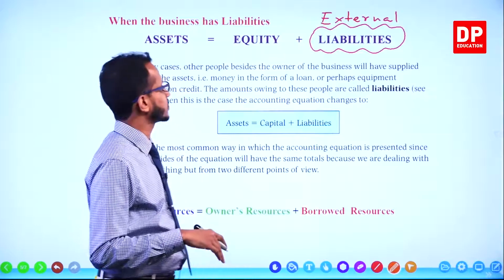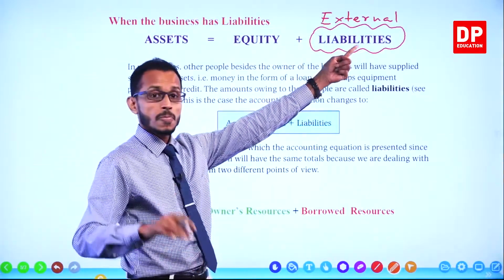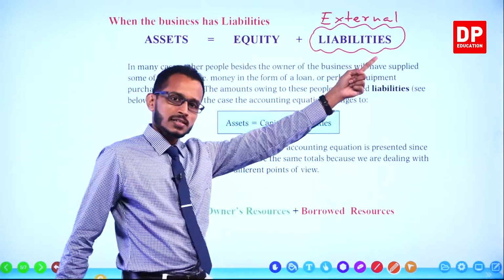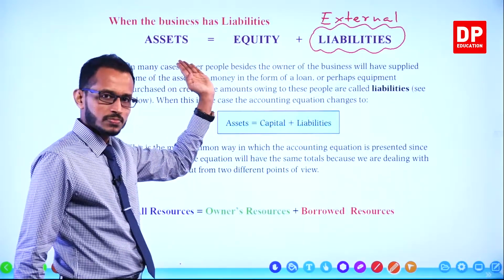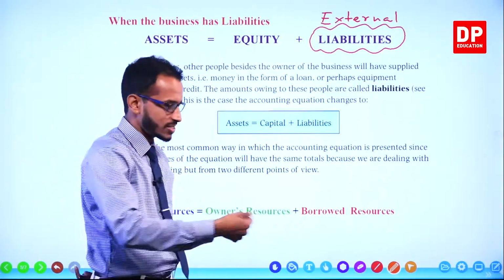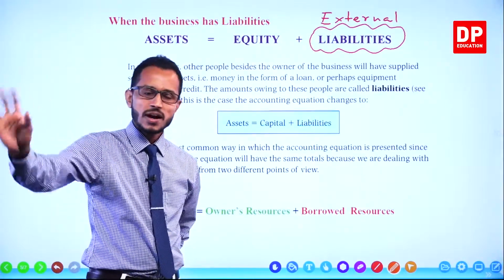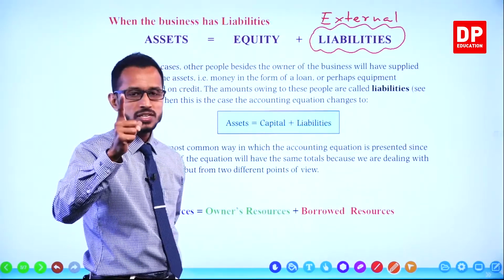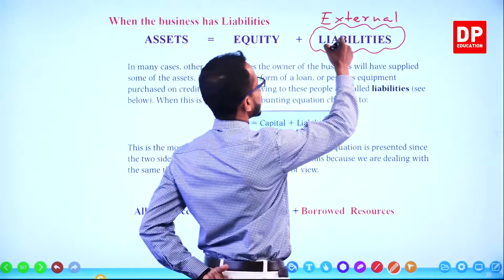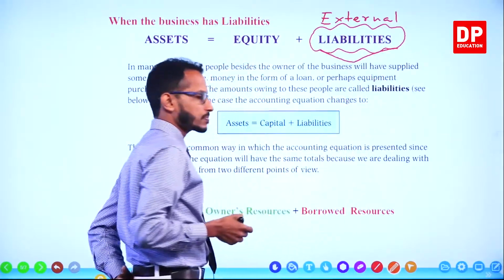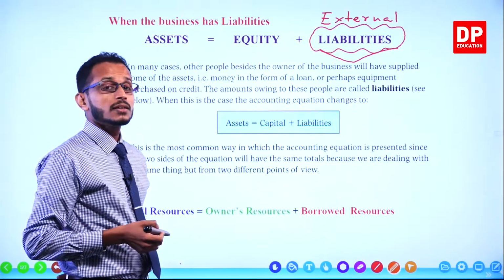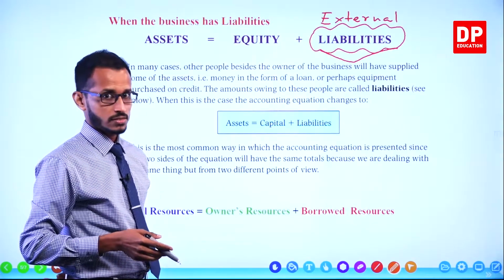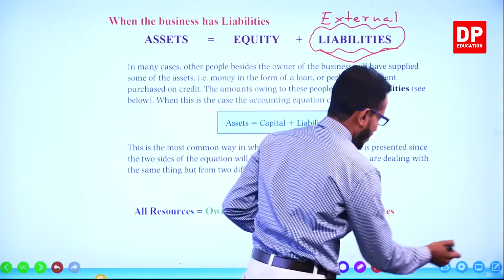Of course. So external liabilities are borrowed from external parties, and those become assets too. Not only the owner invests assets in the business, even external parties can invest assets in the business, but those external borrowings fall under this category, liabilities. Children, did you get that? Yes? Okay. Good.